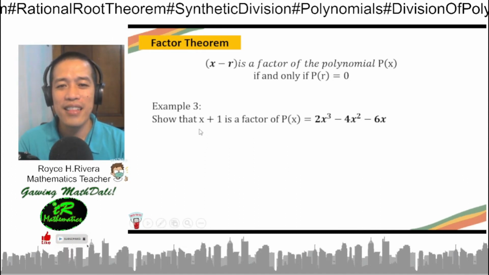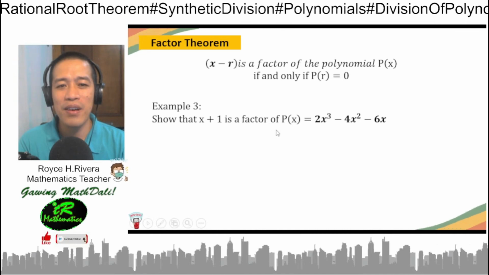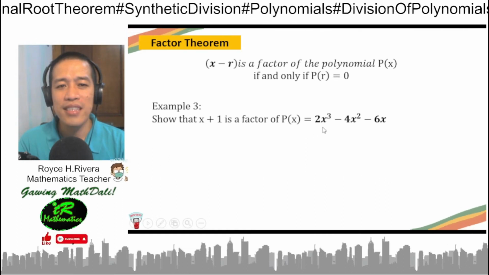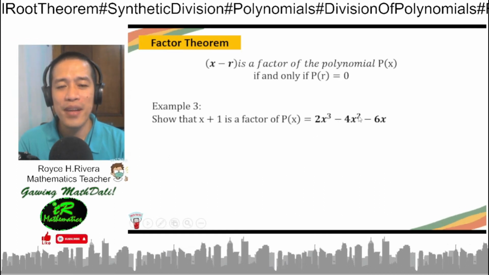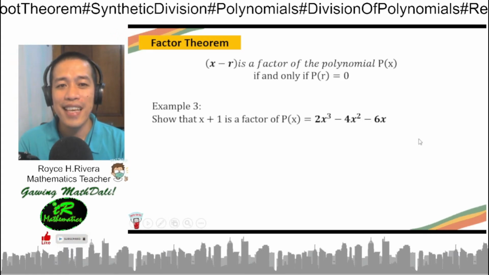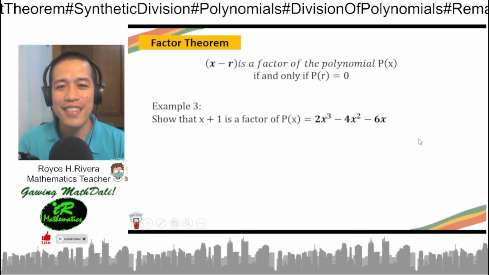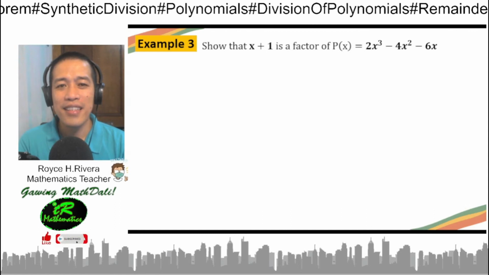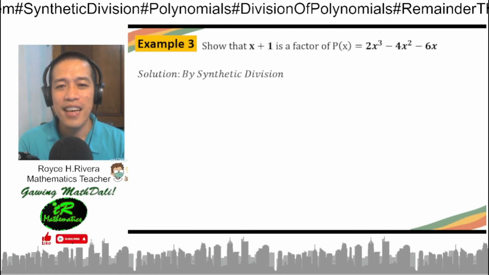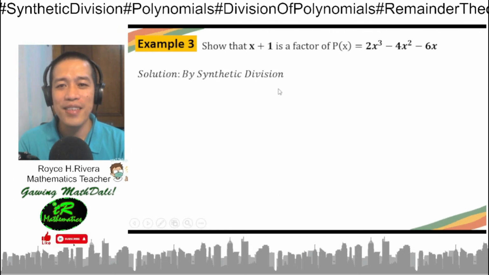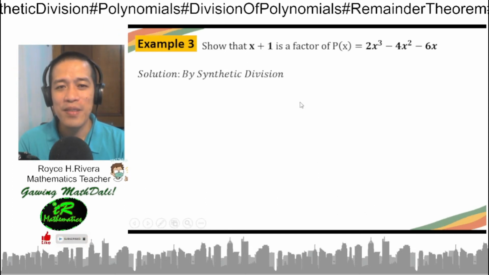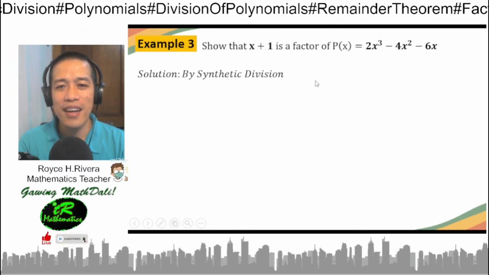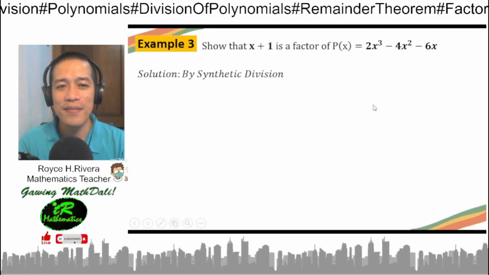Let us show that x plus 1 is a factor of the polynomial p of x is equal to 2x raised to 3 minus 4x squared minus 6x. Subukan natin. Para sa solution na ito, gagamit tayo ng synthetic division. I will guide you to divide a polynomial by x minus r using synthetic division.